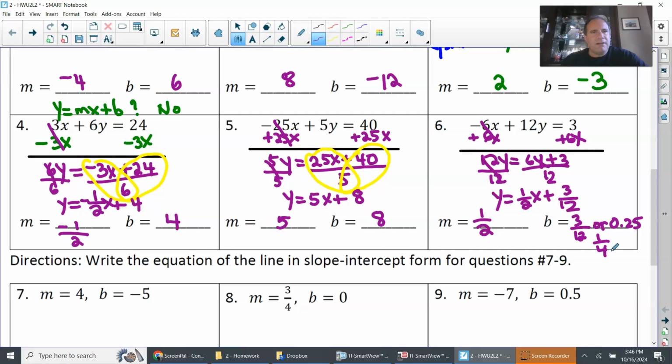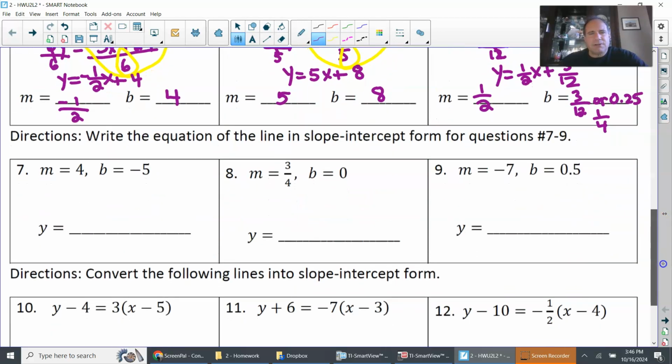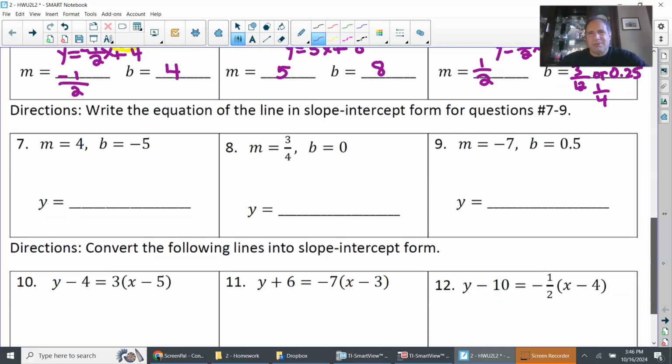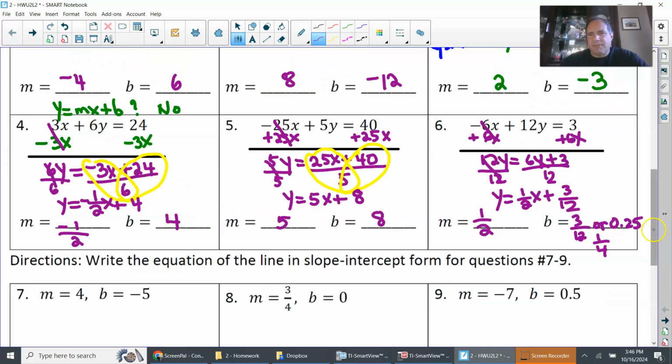It's 0.25. So 1/4 is a little bit tricky. The 0.25 kind of puts it into a little bit of clarity for me.